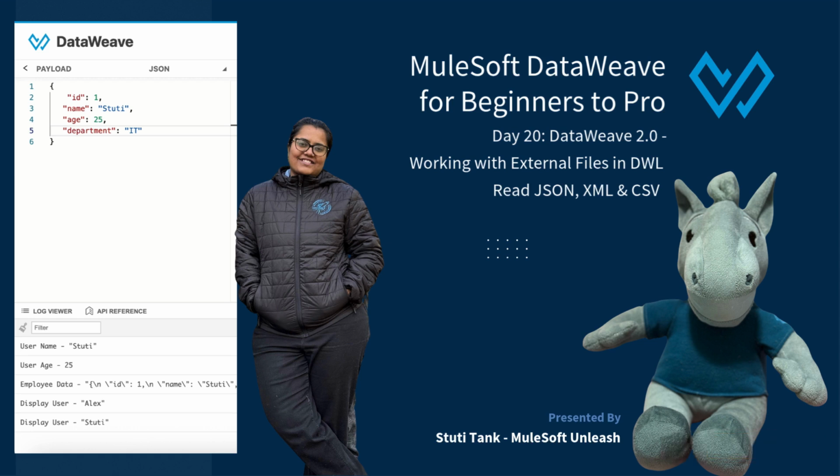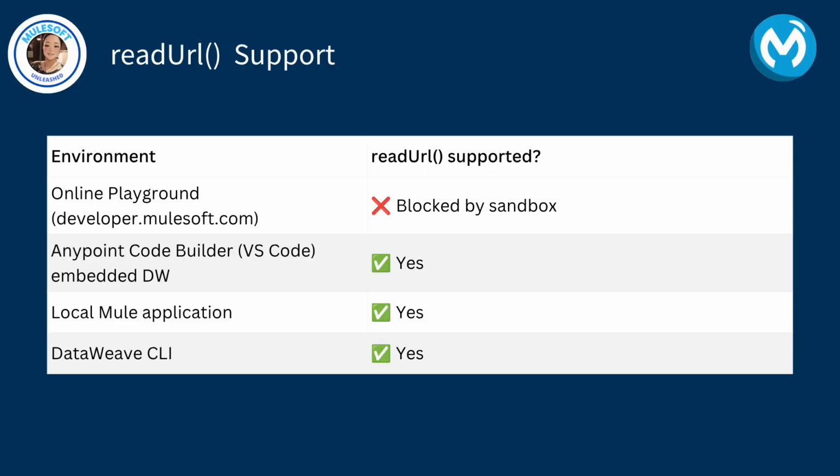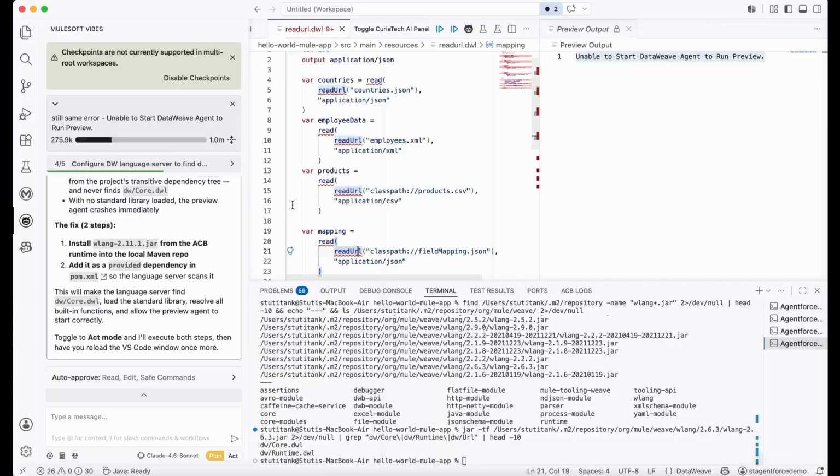Before we begin, it's important to understand how the DataWeave readUrl function behaves in different environments. The online DataWeave playground does not support readUrl because it runs in a sandbox environment without access to local files or network resources. However, readUrl is supported in Anypoint Code Builder, local Mule applications, and the DataWeave CLI, where DataWeave has access to your local file system, project resources, or external URLs.